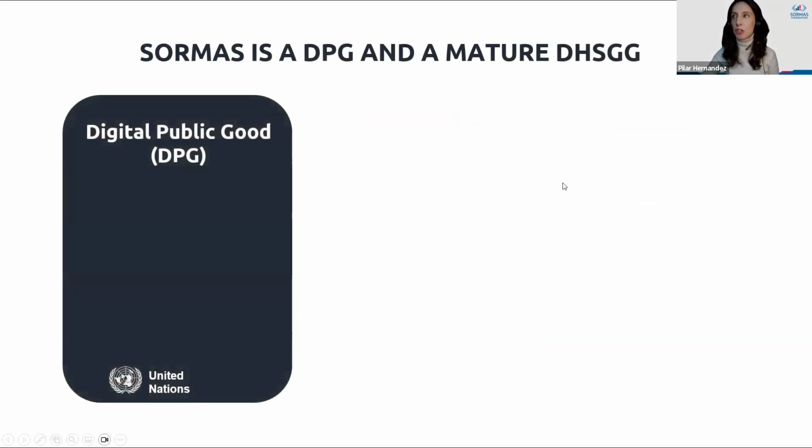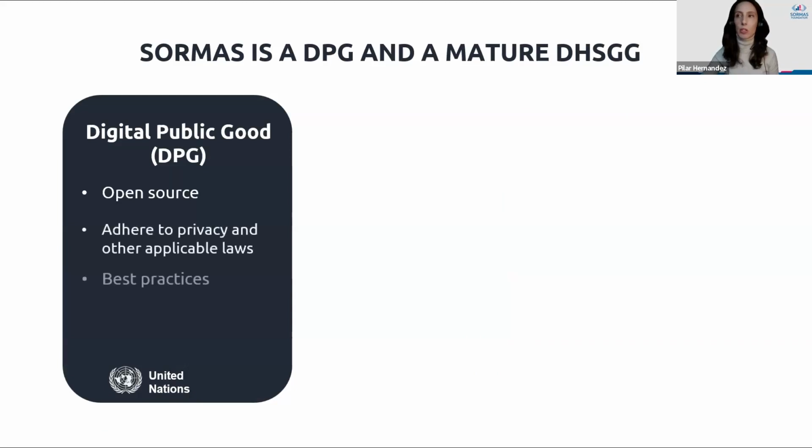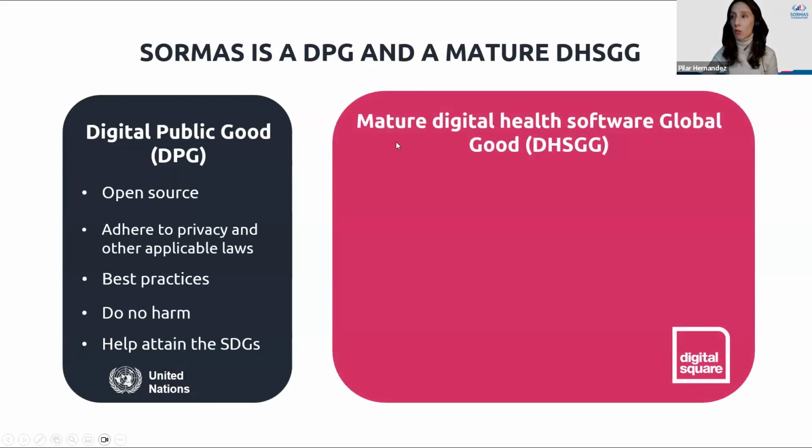So SORMAS is a DPG and a mature global good. For the ones that are not very familiar, digital public goods is a definition by the United Nations, and it focuses on some criteria, which include open source, adherence to privacy and other applicable laws, best practices, do no harm, and helping attain the SDGs. In the case of SORMAS, it obviously helps directly to attain SDG number 3, which is related to good health. So SORMAS is also a mature digital health software global good, which follows other criteria. The definition is by Digital Square.